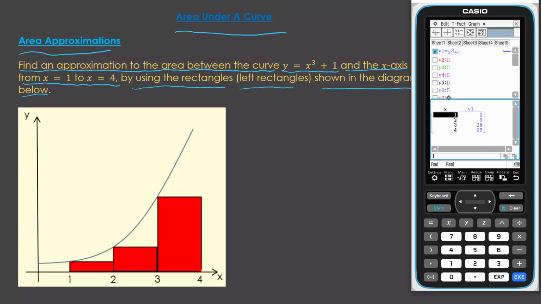And so we have x and y. So when x is 1, y is 2. When x is 2, y is 9. When x is 3, y is 28. And when x is 4, y is 65.